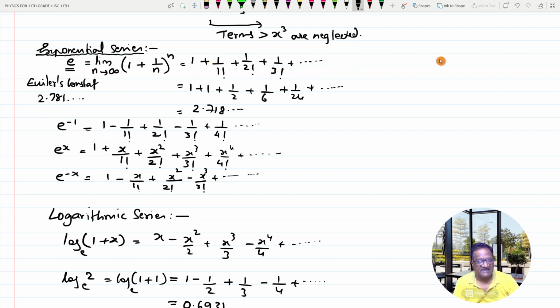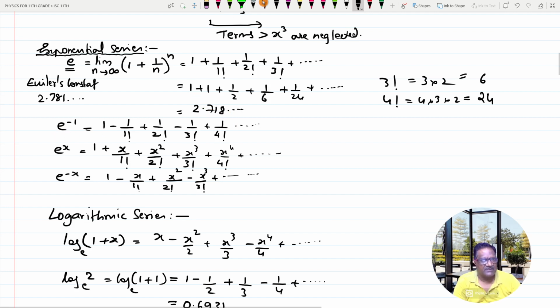It's an infinite series. So if you work out this series, you will get 1 plus 1 upon 1 factorial is 1, 1 upon 2 factorial is 1 upon 2, 1 upon 3 factorial is 1 upon 6, 1 upon 4 factorial is 1 upon 24. Now 3 factorial is 3 into 2, 4 factorial is 4 into 3 into 2. It works this way. So 3 factorial is 6, 4 factorial is 6 times 4, 3 are 12, twos are 24. 4 factorial is 24. Right? This is the meaning of factorial. So if you do this you will get 2.718. Okay, it's not 781, it's 718.